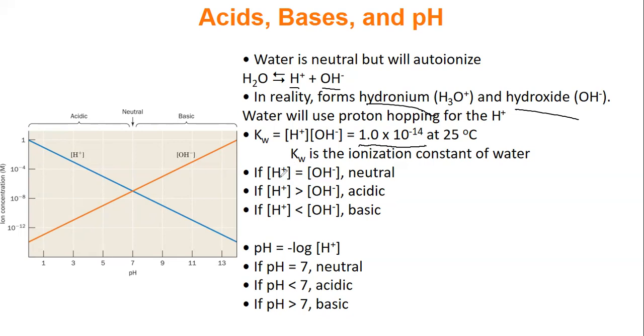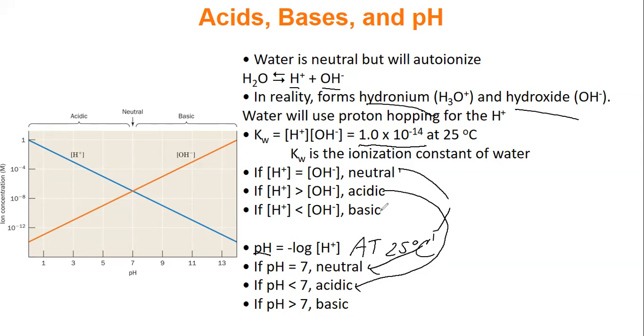And if we take the concentration of H3O+ and do the minus log of that concentration, we call that pH at 25C. So at 25C, if pH is 7, that means the amounts of hydronium and hydroxide are the same. We call that neutral. If pH is below 7, then we have more hydronium than hydroxide.